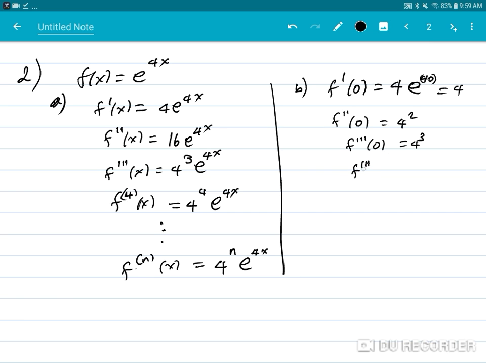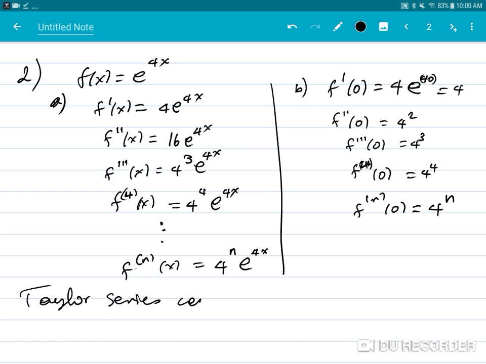Fourth derivative at 0 is 4 to the fourth. And the nth derivative at 0 is 4 to the n. That's the second part. And the Taylor series expansion centered at a equals 0 is now in an expanded form.